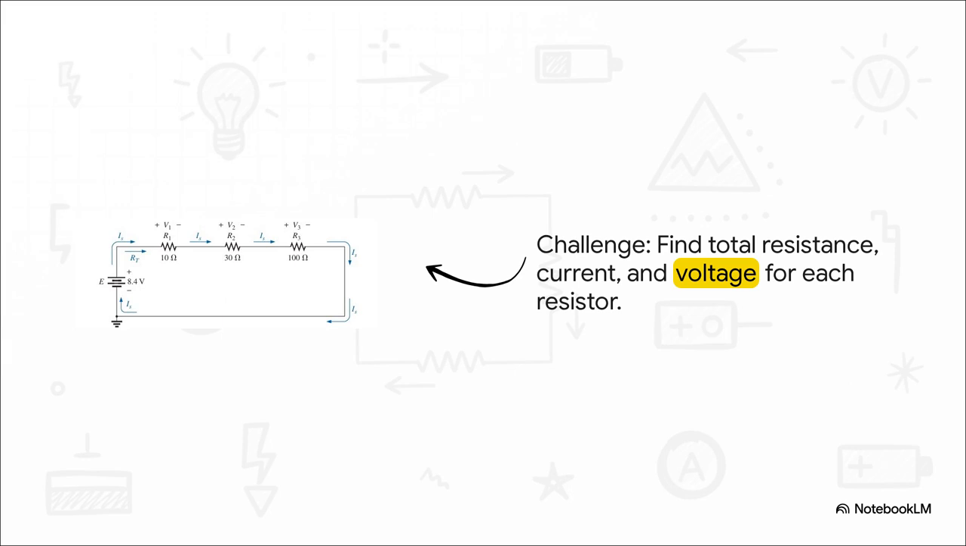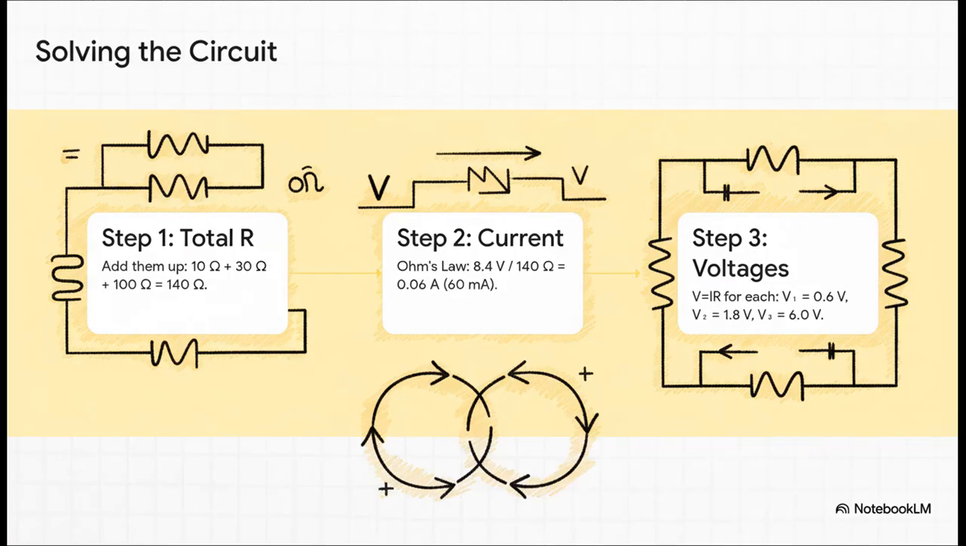Okay, here's our circuit for today. We've got an 8.4 volt battery and 3 resistors all in series: a 10 ohm, a 30 ohm, and a 100 ohm. Our mission, should we choose to accept it, is to find the total resistance, the current flowing through it, and the voltage across each of those resistors. All right, let's do this step by step.